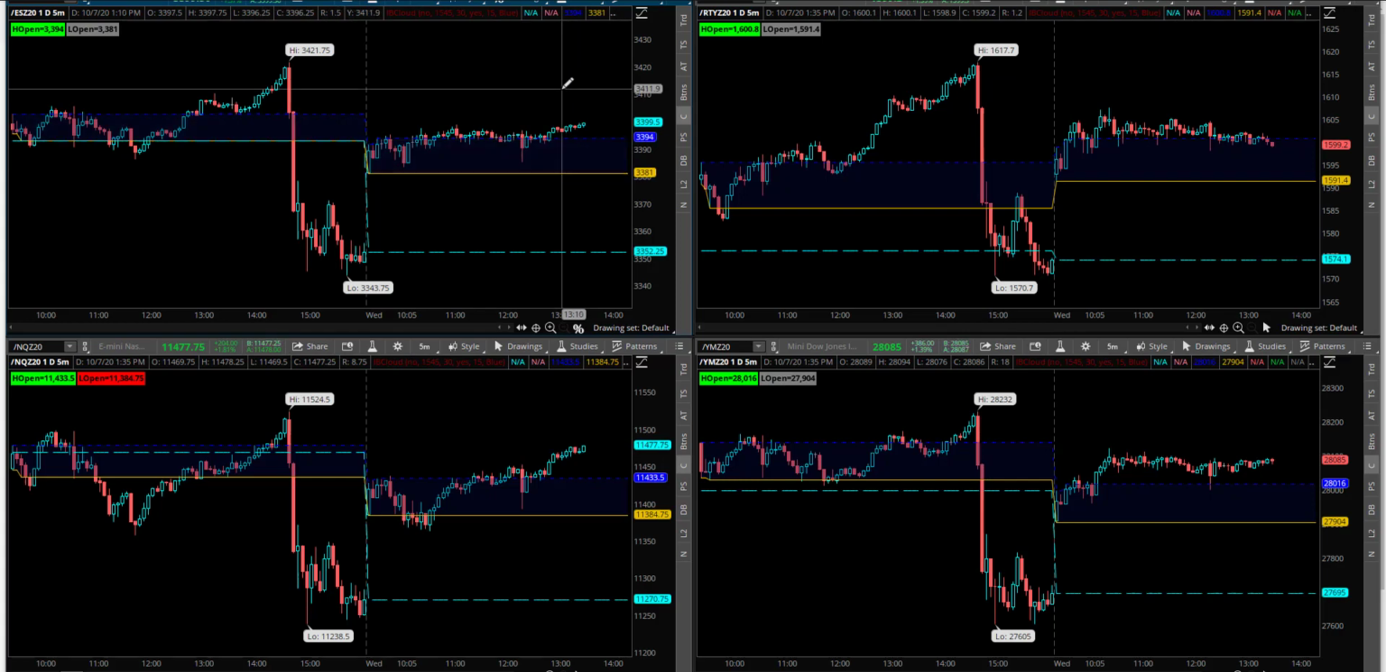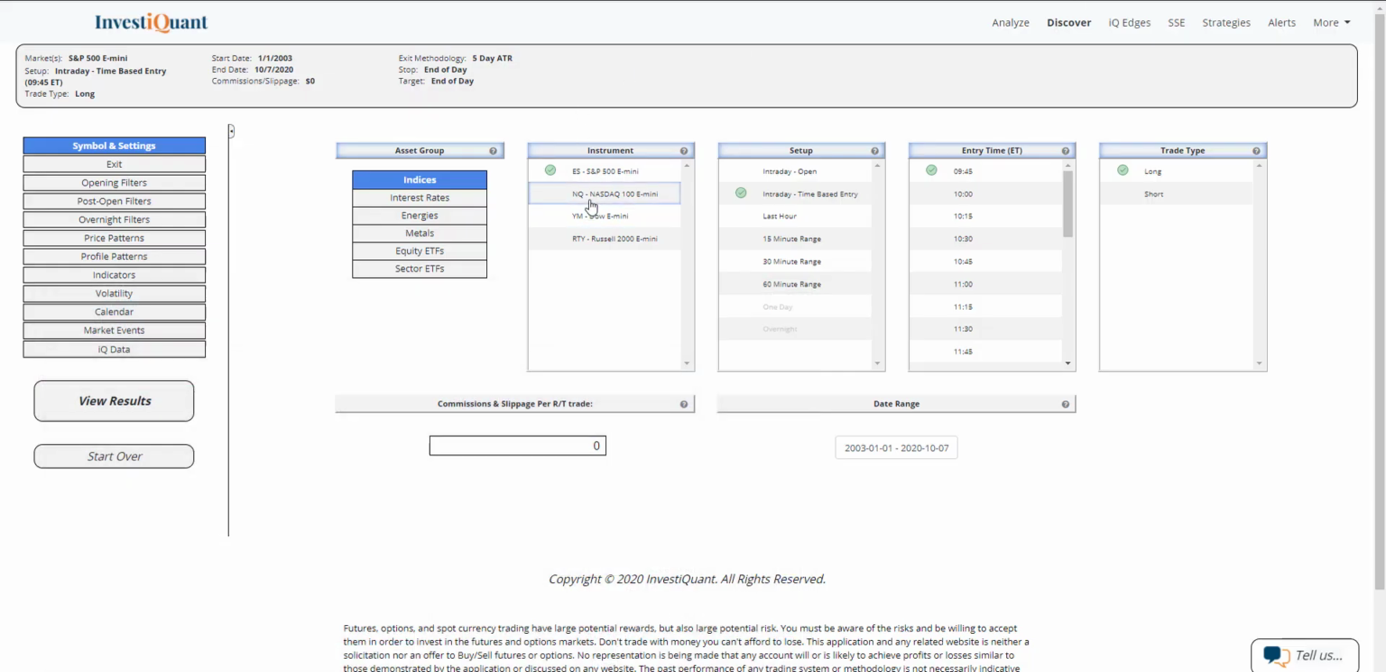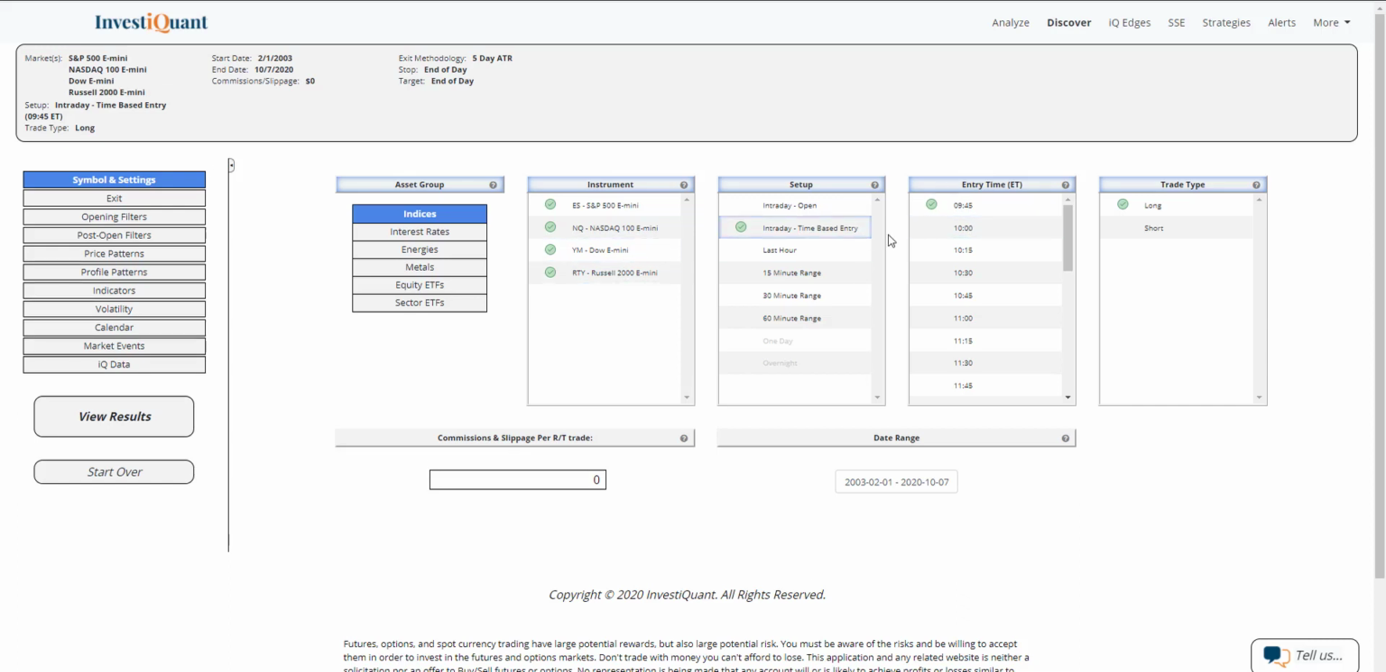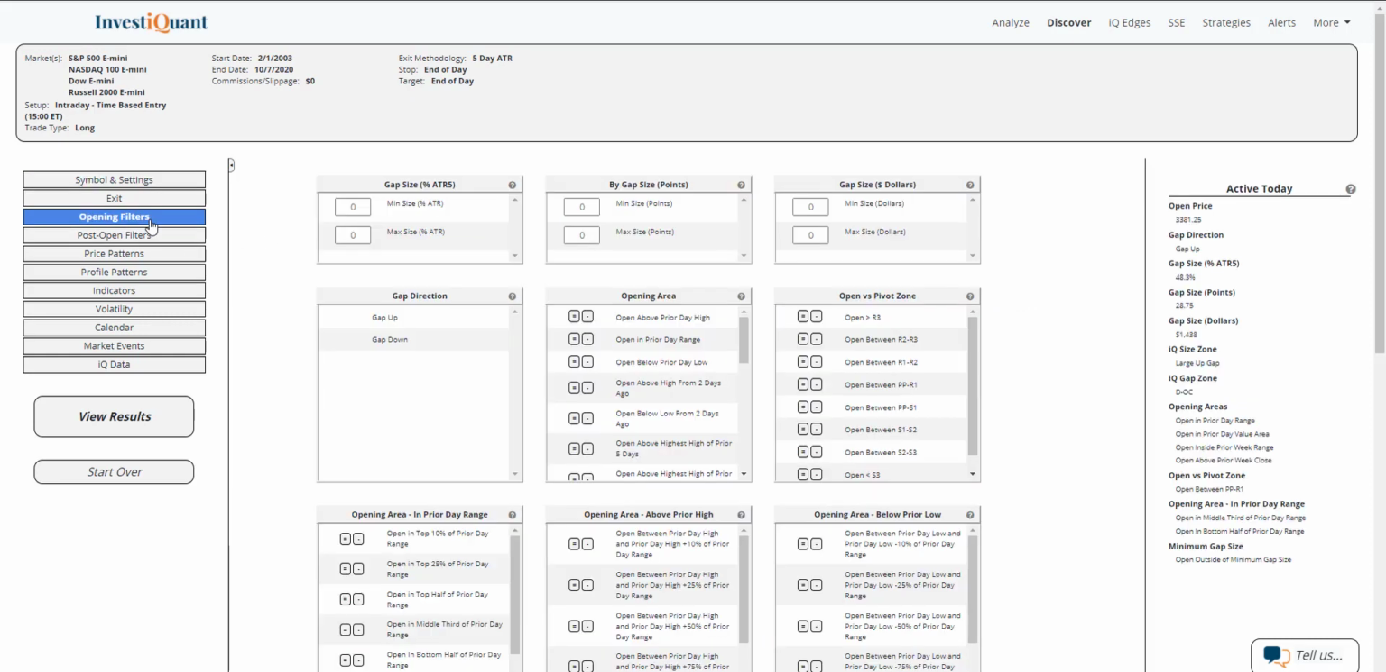And what I want to do this afternoon is take a look at what has happened historically as we approach the close with an inside day that is forming on the heels of a big down day. So we can define all of that and discover, and that's exactly what we're going to do. We're going to do it in all four instruments. We're going to use an intraday time-based entry that gets long at 3 p.m. Eastern Time and exits at the close of regular trading hours, which is 4:15 p.m. Eastern Time. For the opening filter, I'm going to use a gap up, as we did this morning.